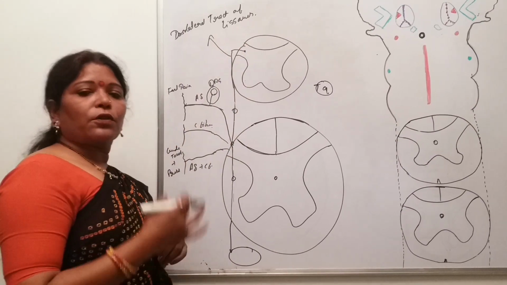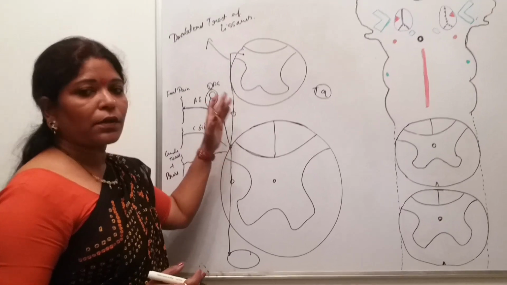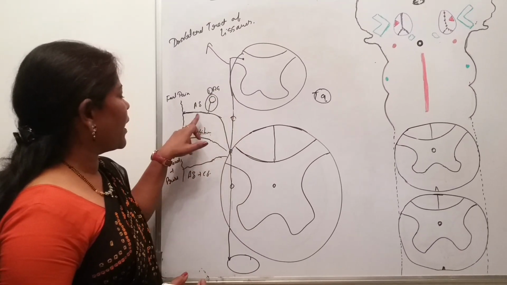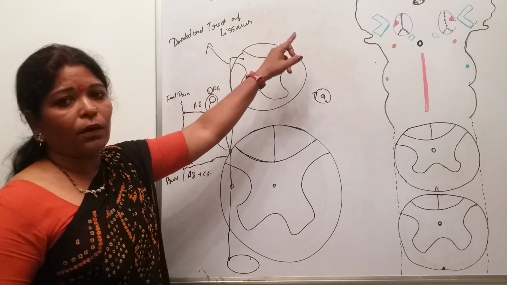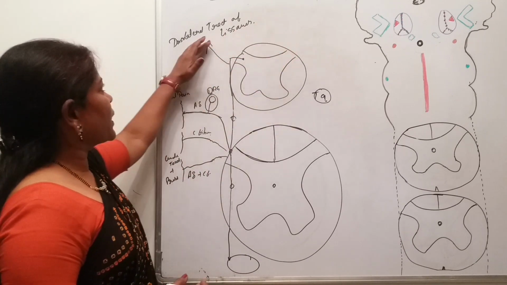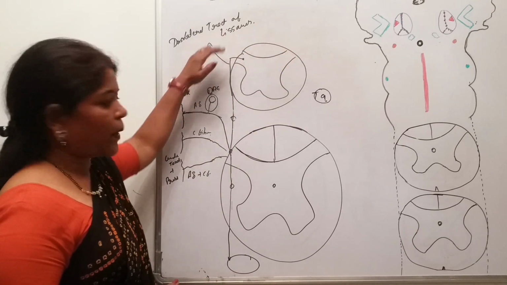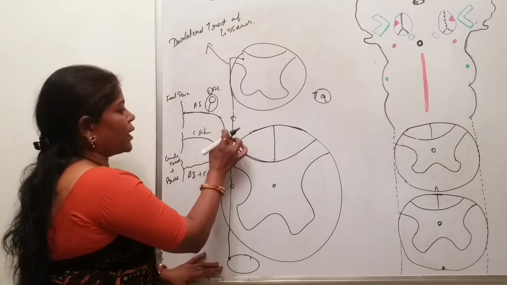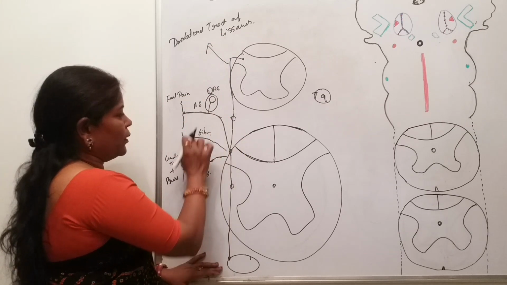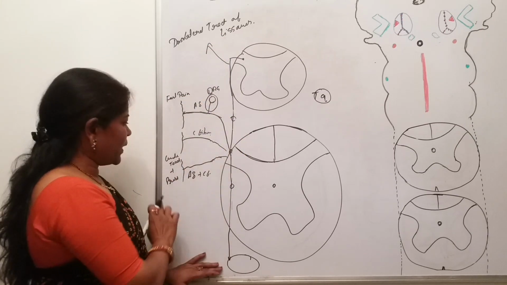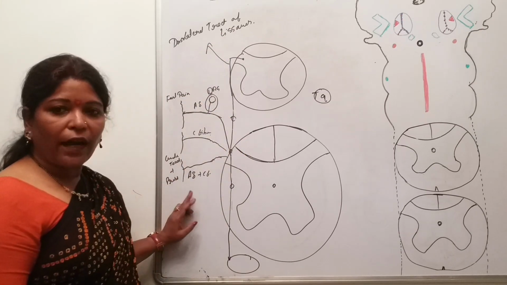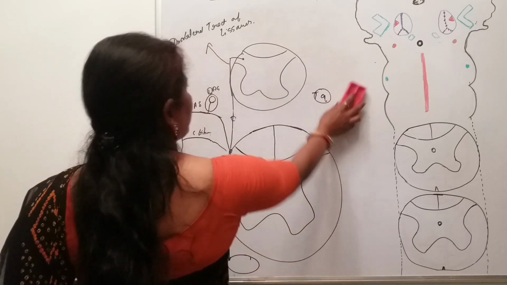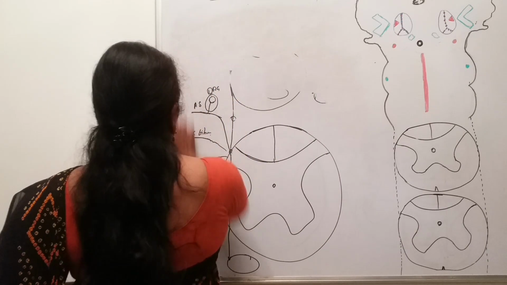That means the dorsolateral tract of Lissauer is included in which pathway? In the pain and temperature pathway, that means the anterolateral system. You are getting these local tracts formed by the ascending and descending fibers of the central process of all these fibers which are bringing the fast pain, the slow pain and the crude touch and pressure sensation. This is the tract of Lissauer.